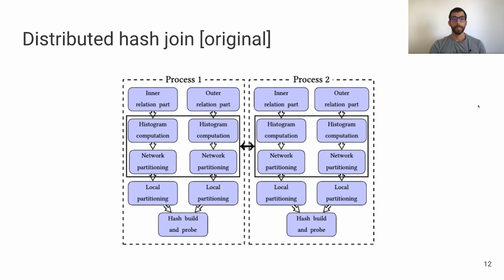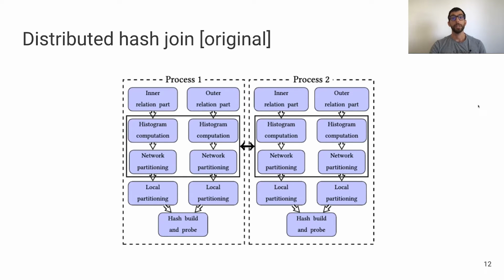The different processes get an inner and outer relation part, and they calculate the local histograms and then exchange them to calculate the global histogram. This is needed to calculate the size of the remote memory access window and the positions where each process will read the required data. Afterwards, the processes exchange data through network partitioning.